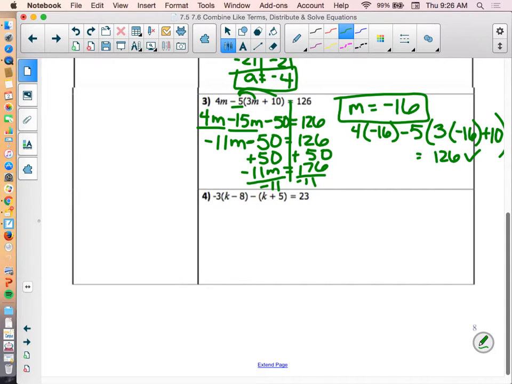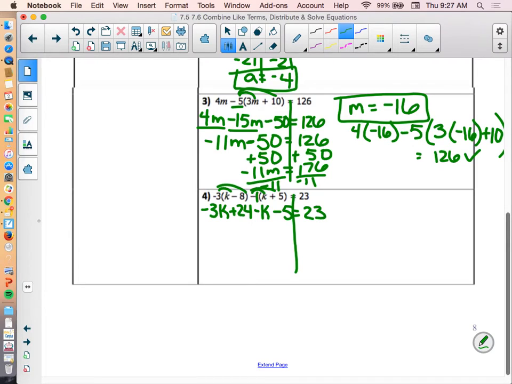That is correct. All right, last but not least, this one. I have some distributive property, and it doesn't look like it, but actually you have a negative 1 here that you also need to distribute. So make sure you do both of the distributing, or both distributive property parts. So this would be negative 3 times k, and then negative 3 times negative 8 is plus 24, and then negative 1 times k is negative k, and then negative 1 times positive 5 is negative 5.